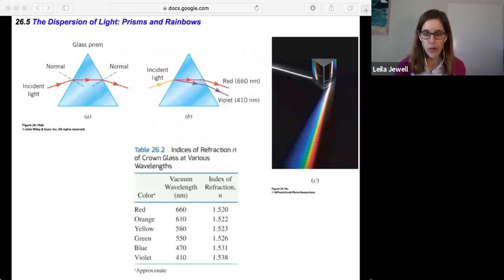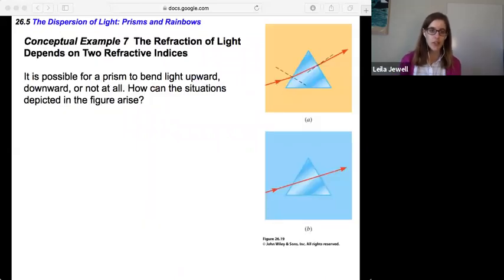And prisms pop up a fair amount, and they can have some interesting effects. So here's a conceptual example. The refraction of light depends on two refractive indices. So it's possible for a prism to bend light upward, downward, or not at all. How can the situations depicted in the figure arise? We just saw some examples where the prism is able to bend the light downward, again still following Snell's law, the law of refraction.